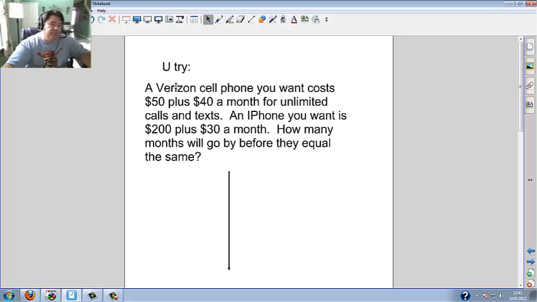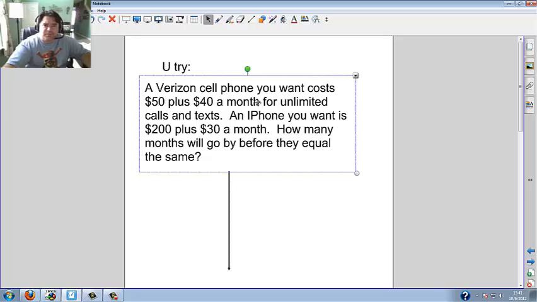Now, you try. A Verizon cell phone you want costs $50 plus $40 a month for unlimited calls and texts. An iPhone you want is $200 plus $30 a month. How many months will go by before they equal the same?